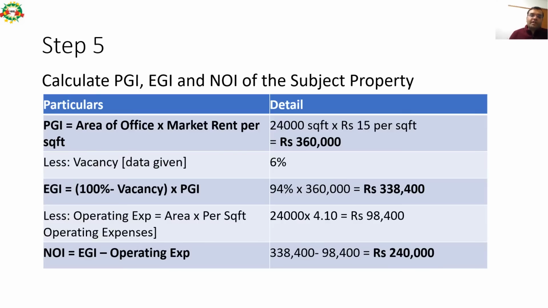So till now we have done working on the sample properties. We have adjusted sample property data to make them suitable for the subject properties. So now we have to calculate PGI, EGI and NOI of the subject property as per the data given in the question.